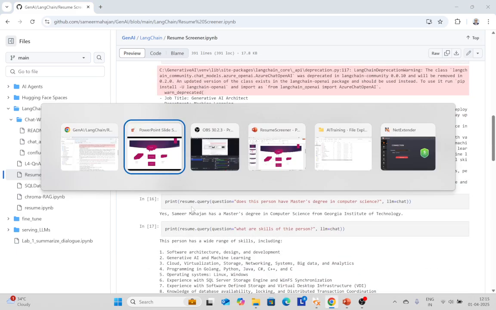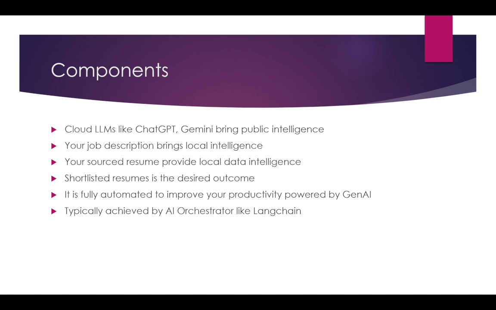Okay, so this is kind of the whole idea of this RAG, right? Where basically you use the cloud LLMs like ChatGPT, Gemini, from public intelligence, right? So the job description is like your local intelligence, right? Your source resume is also your local intelligence. You may not want to share it publicly, right? It's like some sensitive resume.